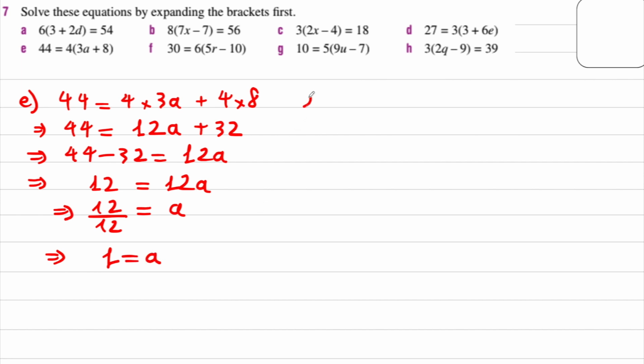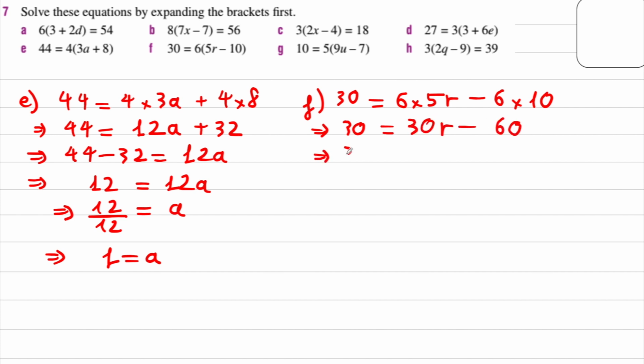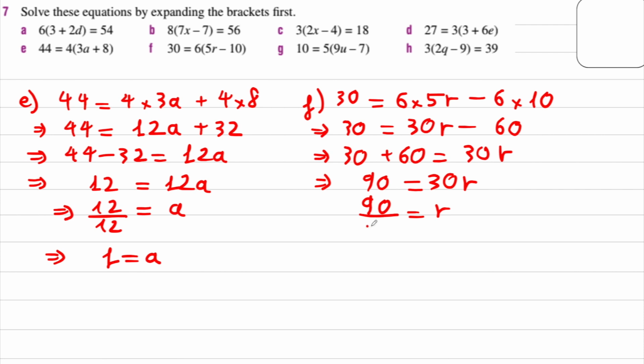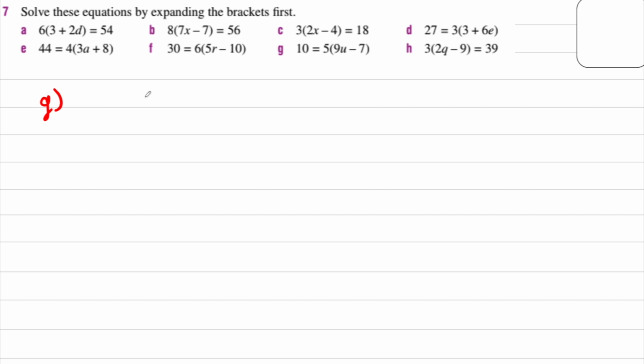This is a. About F. 30 equal to 6 times 5r minus 6 times 10. And here 30r minus 60. Okay. 30 plus 60 on the left. And we have no minus 30 on the right anymore. And now we got 90 equal to 30r. r equal to 90 divided by 30 and then equal to 3. 9 divided by 3 equal to 3. Yes. Almost done for this question.